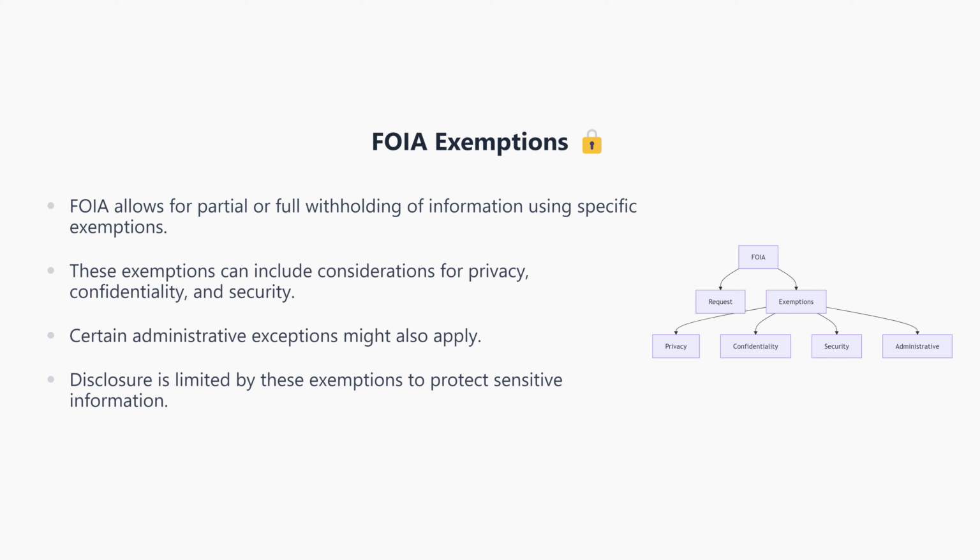Even though FOIA promotes transparency, it also upholds certain exemptions. These exemptions are essential to protect sensitive information related to privacy, confidentiality, security, and other administrative purposes. FOIA requests, therefore, may not always provide all the information you're seeking due to these necessary limitations.